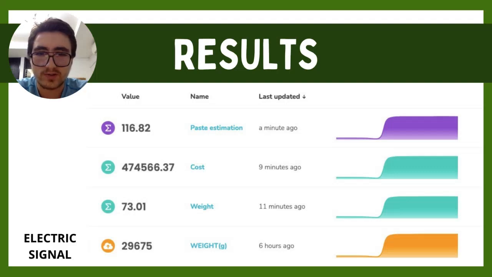All right, so talking about the results, we have a screenshot of the Ubidots display. So the electric signal is the one at the bottom. Then it is translated into the second from bottom to top, which is the weight. And for 73 grams, or let's say 73 kilograms for practical purposes, we're expecting to pay around 474,000 pesos. And we can expect 116 milliliters of chili pepper paste.